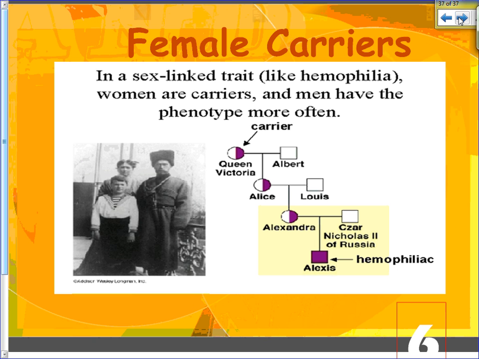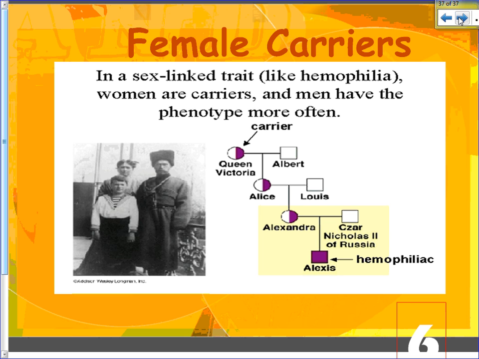You will have several problems on sex-linked traits to work on. They operate much the same as codominance. But this slide here, the last slide that we'll leave with, is the idea of carriers. When we look at sex-linked traits that are diseases, diseases like hemophilia, women are carriers and men have the phenotype more often. So this is looking at the royal family tree. This is a pedigree. The next lesson after this will be dealing with pedigrees.